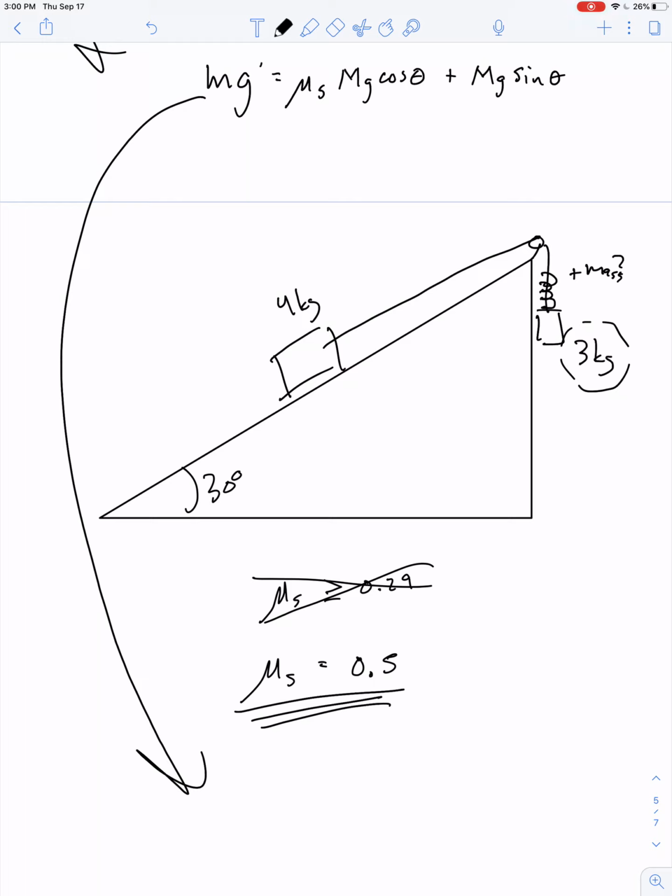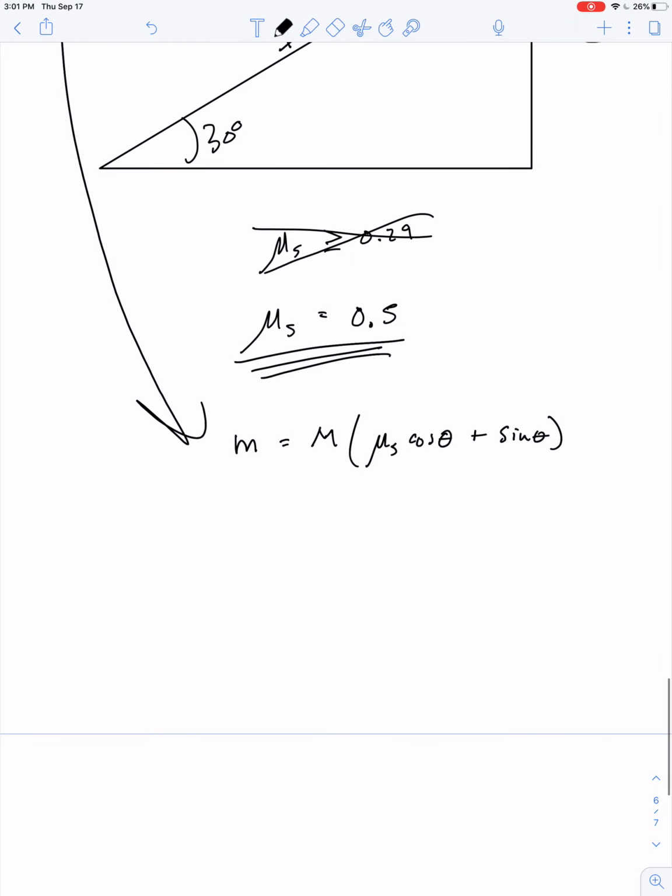Let's move our work down to here. And we can divide everything through by g, right? Cancel that out. So lowercase m is equal to capital M times mu static cosine theta plus sine theta. So lowercase m equals 4 kilograms times 0.5 times the cosine of 30 degrees plus the sine of 30 degrees. Now we know that's 1/2.